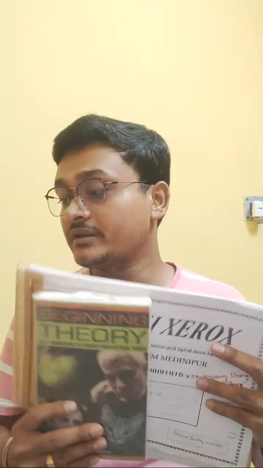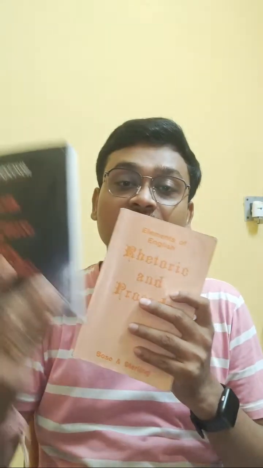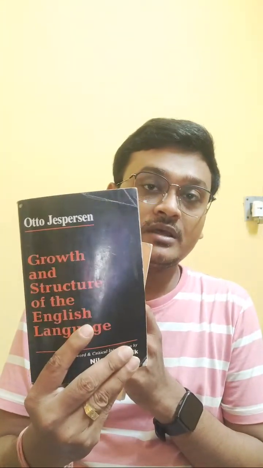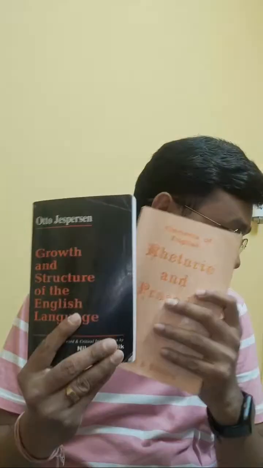And for rhetoric and prosody, you can also buy this book by Bose and Stirling: Elements of English Rhetoric and Prosody. And along with that, you must buy a book for English language. For English language, I think you have this book, Otto Jespersen. This book is required, Otto Jespersen, English language. This is required.